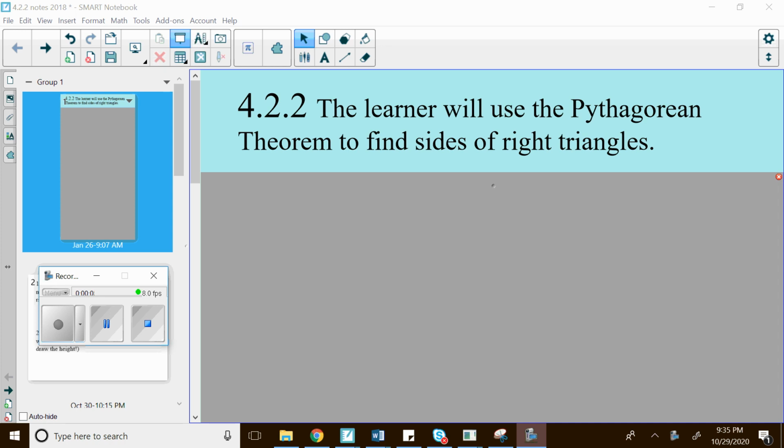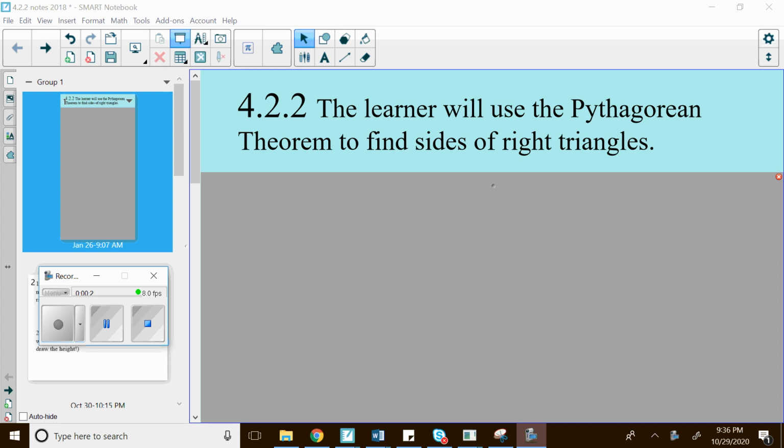We are just going to go through a quick video today on your lesson, section 4.2.2, using the Pythagorean theorem to find side lengths of right triangles. So take a moment to pause this video to write down your objective.